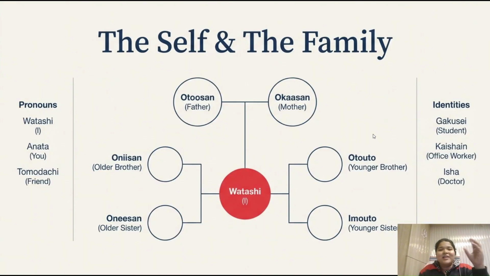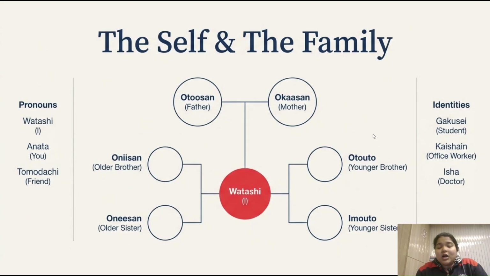Now, let's understand our family hierarchy, shall we? We have all the members. A family comprises multiple people like parents and siblings. So, what exactly are they known as? Father is known as otosan, mother is known as okasan. As you can see, double O and double A, you are going to stretch them out. But when we have double consonants, we are going to miss a beat, right?